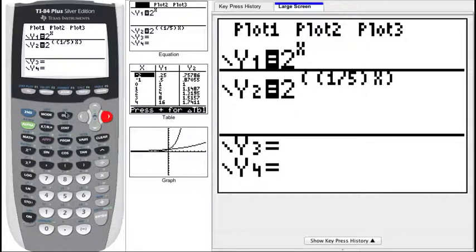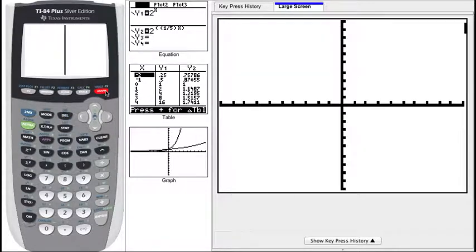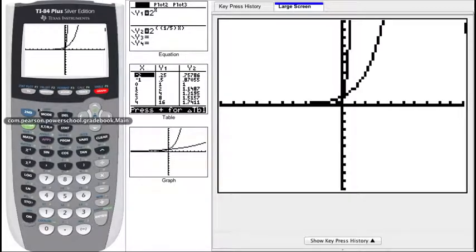I'm going to delete some of this stuff out. Okay, so now make it 5x for the exponent instead, and you'll see, sure enough, it compresses it horizontally, so it's pushing it back in towards the y-axis. But notice in neither one of these cases did the asymptote change, so the x-axis is still the asymptote.